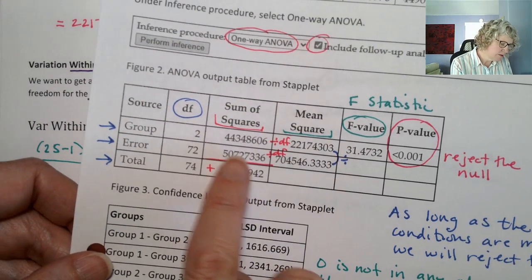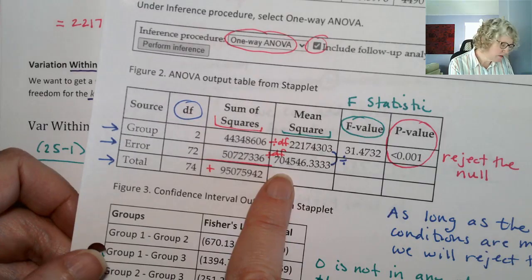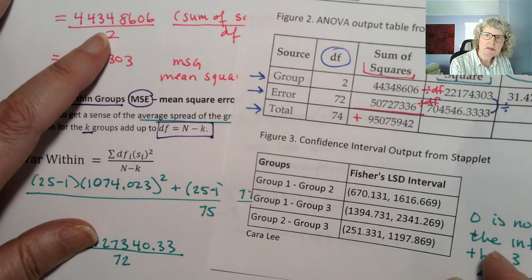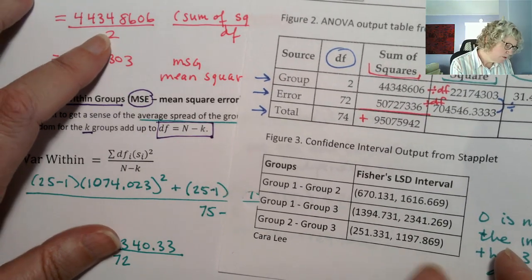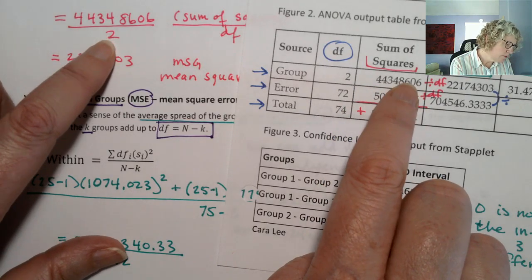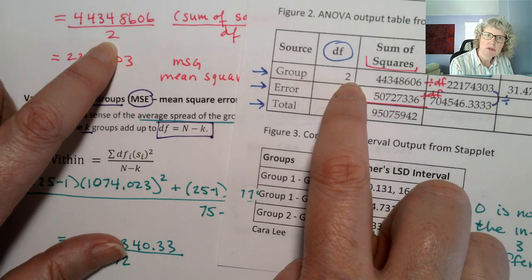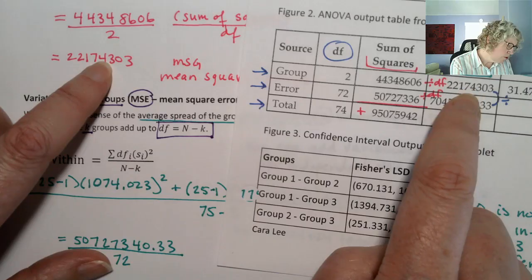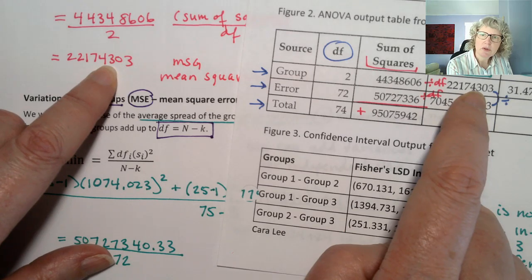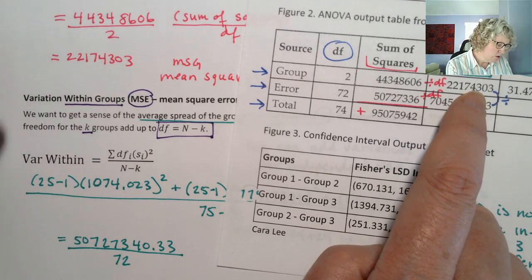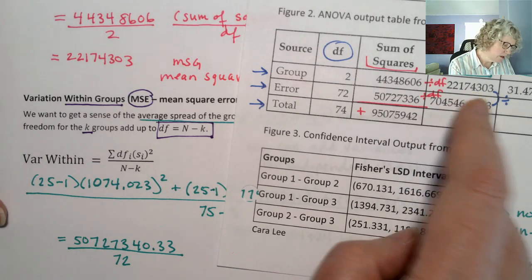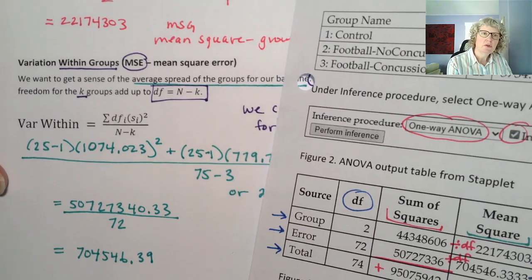We talked about the patterns in this output table. So these numbers are right here. So let me go back to the top. This 44, 34, 8606, that's our sum of squares, and we divide by the degrees of freedom, which is 2, and then we get the next number over, which is 22174303. Okay, pretty cool, huh? So that's why I'm doing this, to show you how it works, and then maybe do it by hand once or twice, but then once you feel like you have made sense of it, then you can use technology.